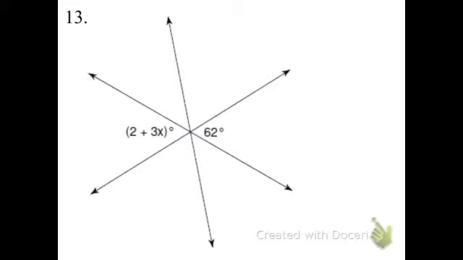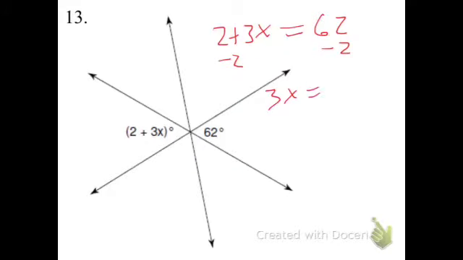On 13, you have two angles that are opposite of two intersecting lines, so they're vertical, and vertical angles are equal to each other. So you're looking at 2 plus 3x equals 62 degrees. We just need to get the x by itself, so subtract 2 from both sides, you have 3x equals 60, and divide by 3, and you now have x equals 20.